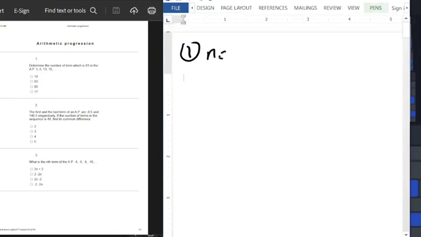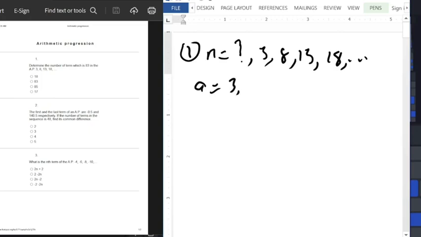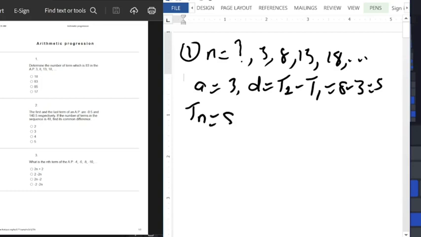Then the sequence is given as 3, 8, 13, 18, and so on. Since the sequence is an AP, we are going to look for the common difference. The first term A equals 3. The common difference equals T2 minus T1, which is 8 minus 3, which equals 5. So the common difference is 5, while the nth term, Tn, equals 83.